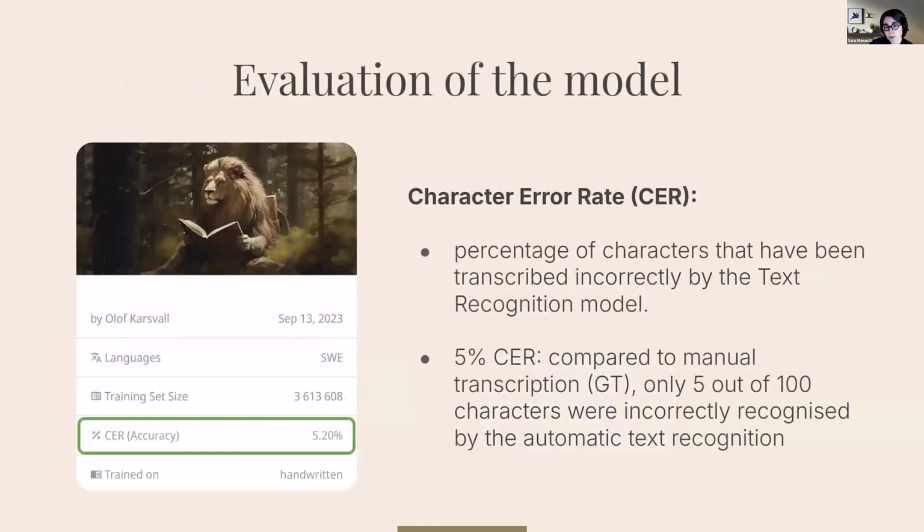Now that you have trained your model, how do you evaluate the model and its performance? The character error rate is the measure to evaluate the performance of the model, and it indicates the percentage of characters that have been transcribed incorrectly by the text recognition model. So in this case, a character error rate of 5.20% indicates that only 5 out of 100 characters were incorrectly recognized by the automatic text recognition.